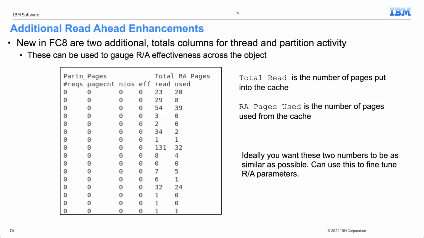And ideally, these two numbers should be as close as possible. If that's the case, then you are properly using your Readahead for that particular object. Down here, I've got 131 pages in the Readahead queue, but I've only used 32 of them. So I've got a bunch of information in here that I'm not really using. So I might want to consider how I'm setting my Readahead for that particular object.